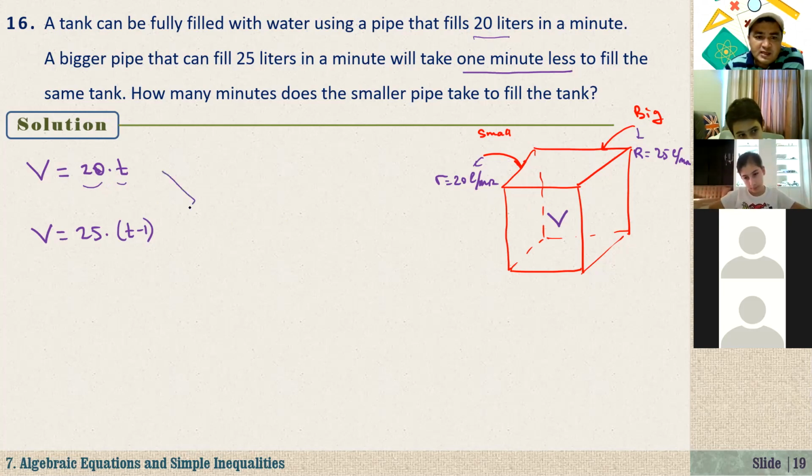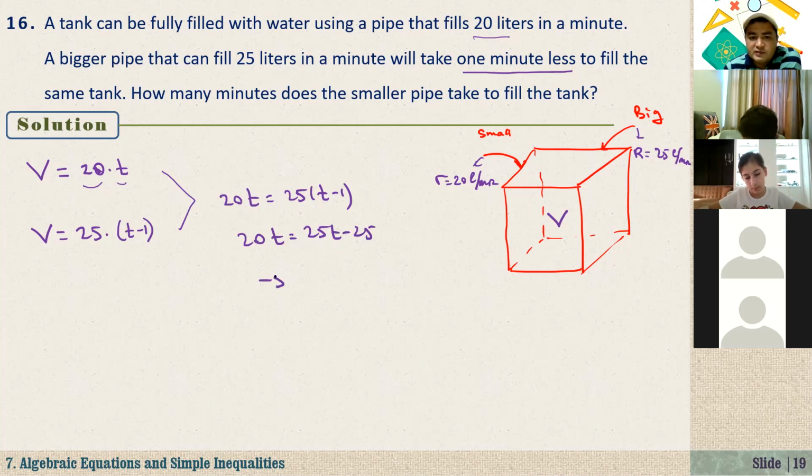Since the left-hand sides are equal, 20t should be equal to 25 times (t minus 1). So here we have 20t equals 25t minus 25. Take 25t to the left-hand side, that is minus 5t. On the right-hand side, we have minus 25. What is t? t is equal to 5 minutes. So that means it just takes 5 minutes.